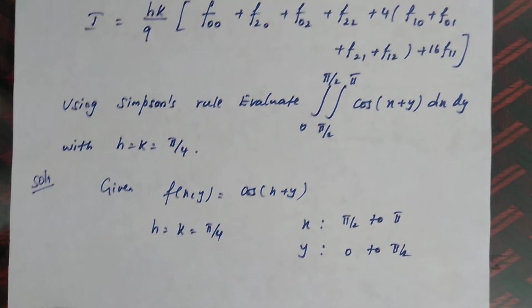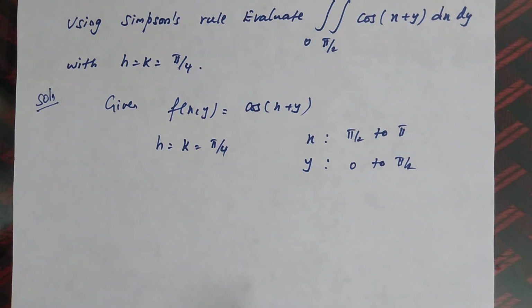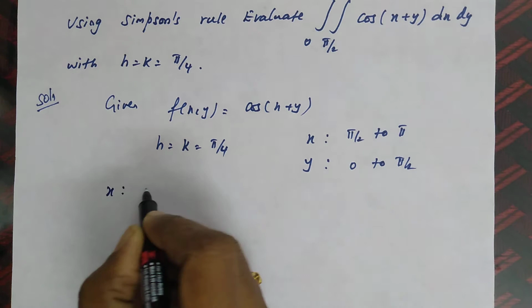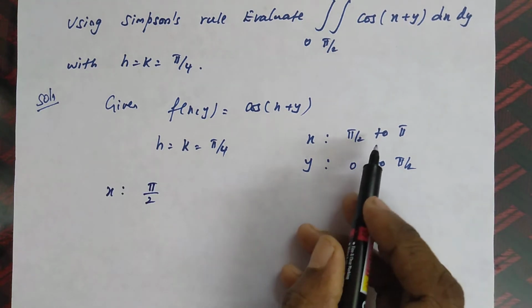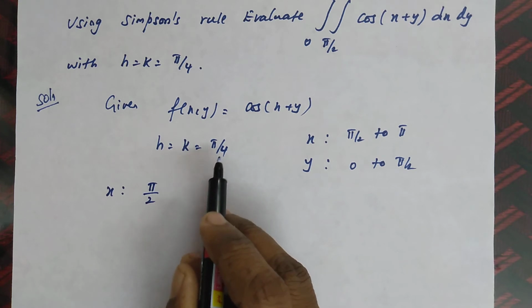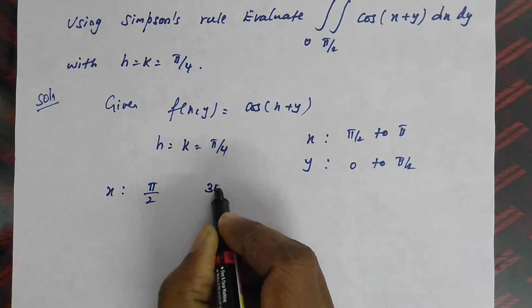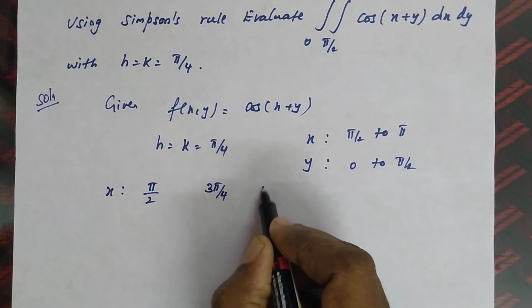Now it's given in the question h and k equal to pi by 4. With this only we can write our x data and y data. So our x data start with pi by 2, adding pi by 4 because h is equal to pi by 4. So pi by 2 plus pi by 4, we can get 3 pi by 4, again pi by 4, that is pi.